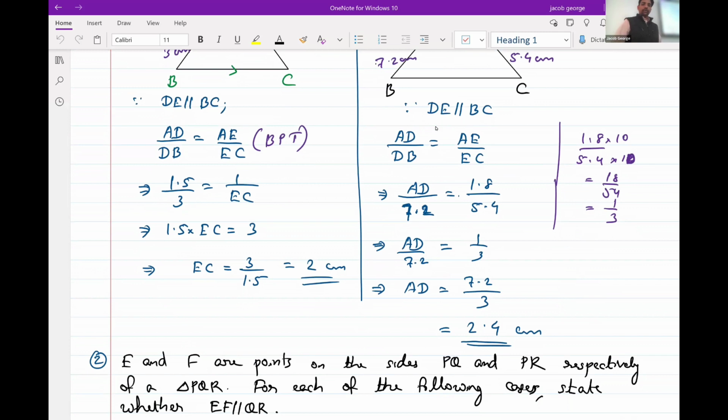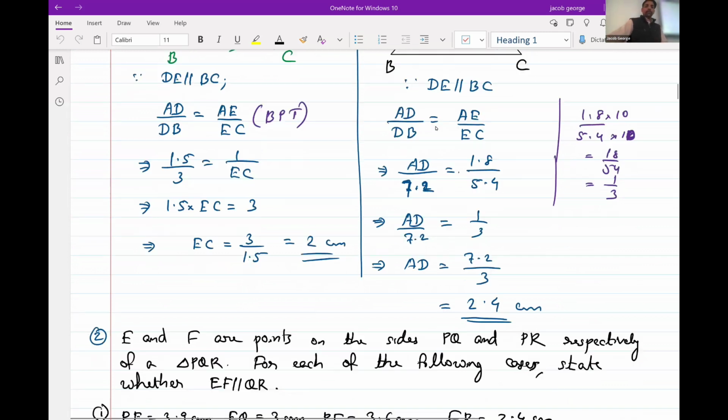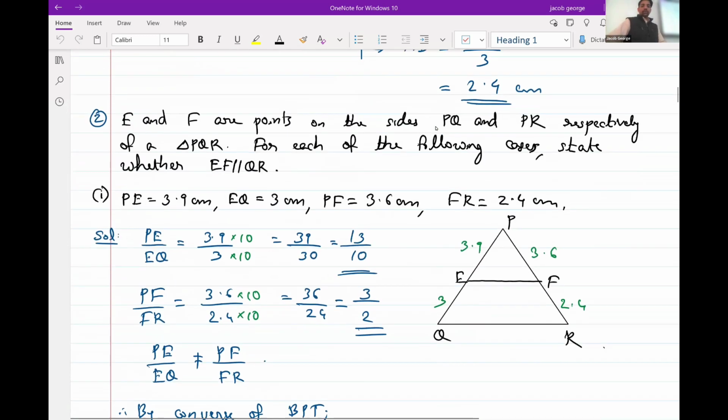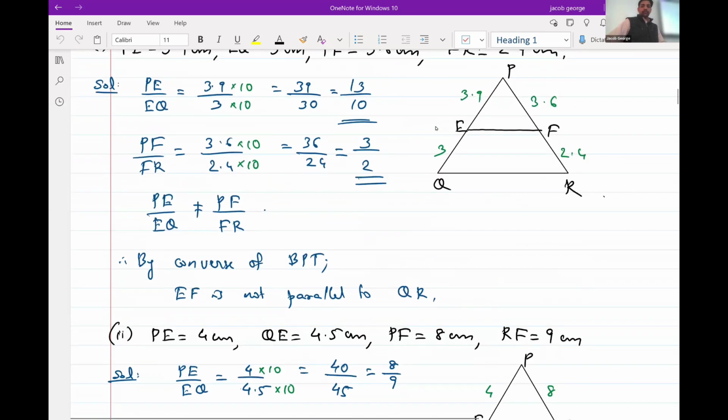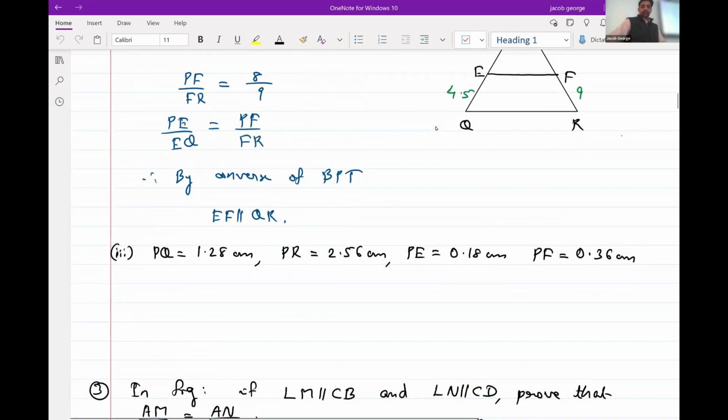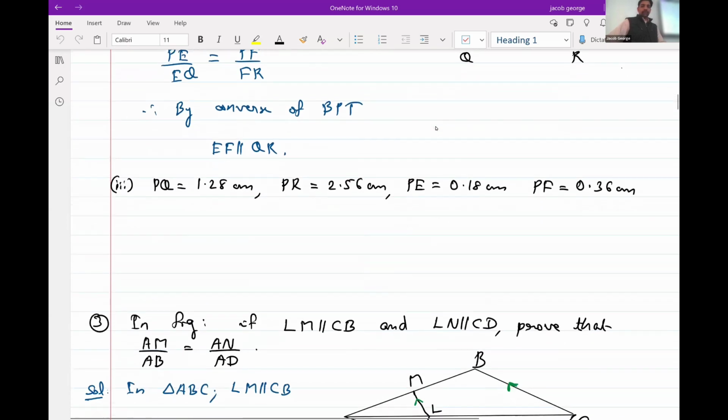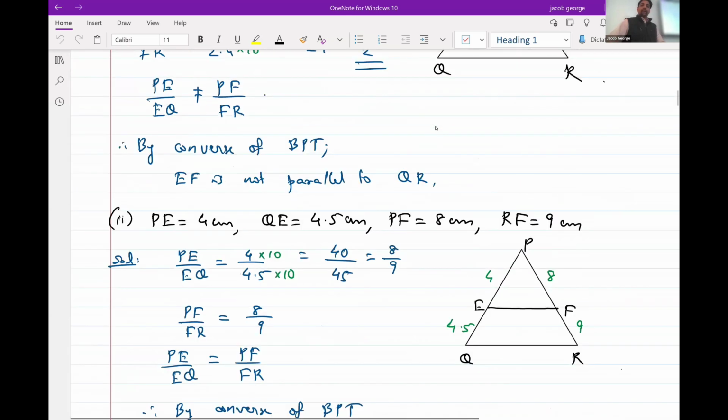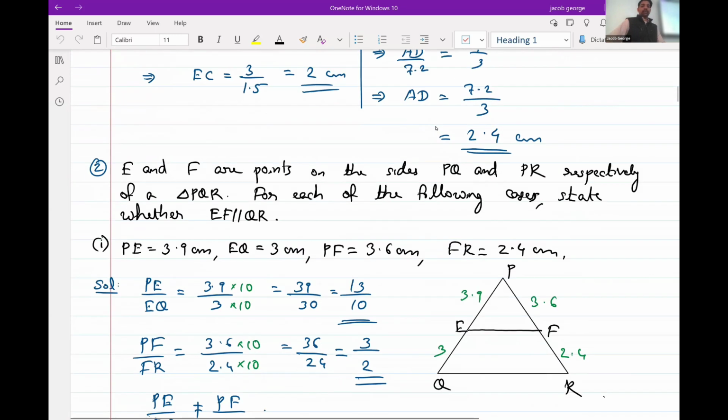Second is also similar. No need to do that one. All of you understood this type? Yes. Next, converse of BPT question. That one we will do last part, because last part is not done here. Okay. So this is the question.